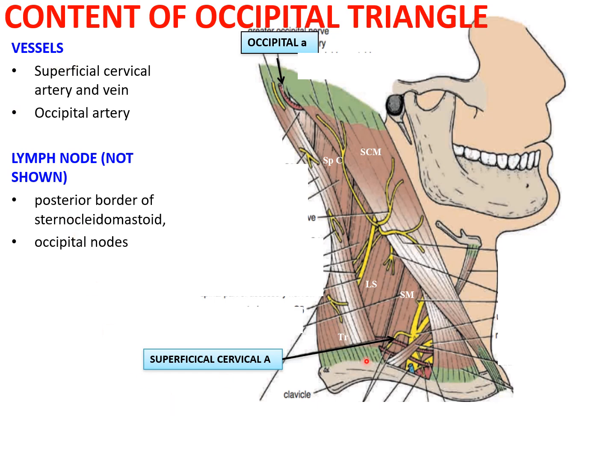Let us now see the vessels which you will notice in the occipital triangle. So you see the superficial cervical artery and vein, and near the apex crossing it you see the occipital artery in the contents of the posterior triangle. The lymph nodes are not shown in the picture, but the lymph nodes are noticed in the occipital triangle near the posterior border of the sternocleidomastoid and near the apex, where they are known as the occipital group of lymph nodes.